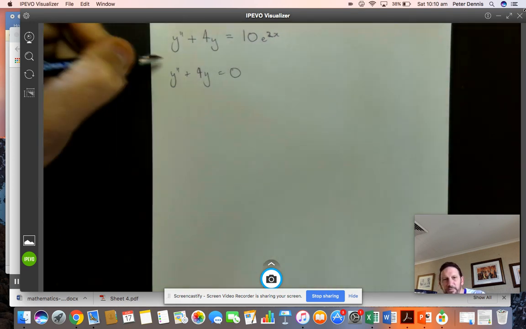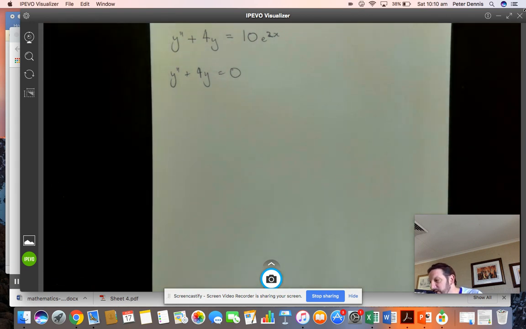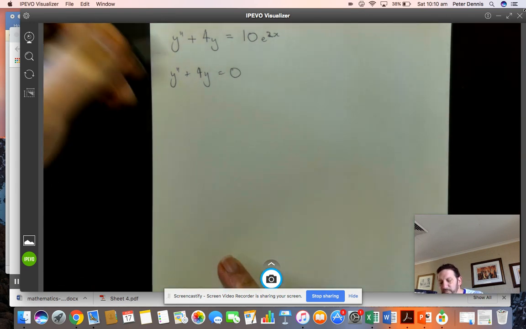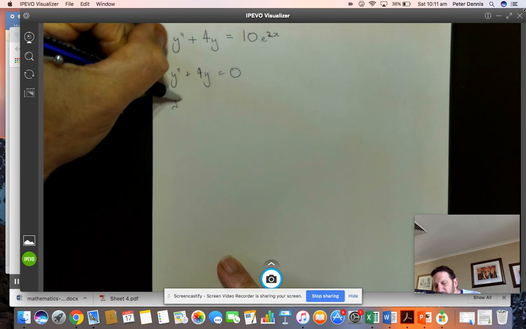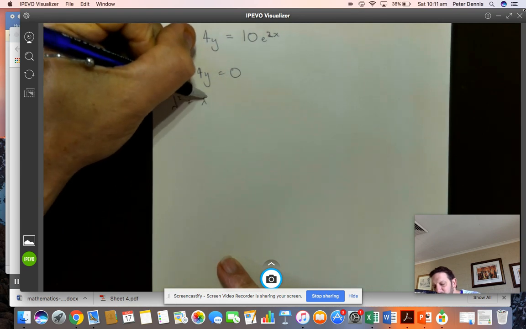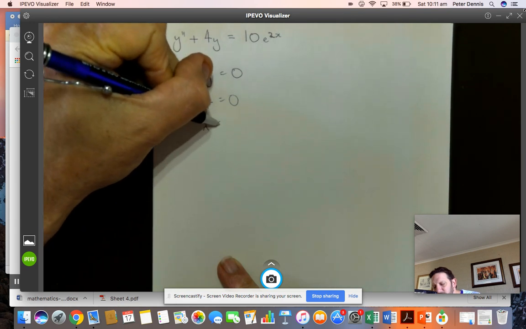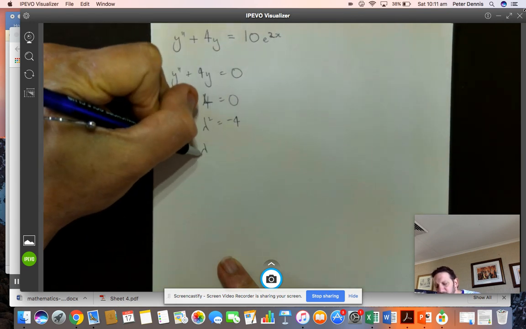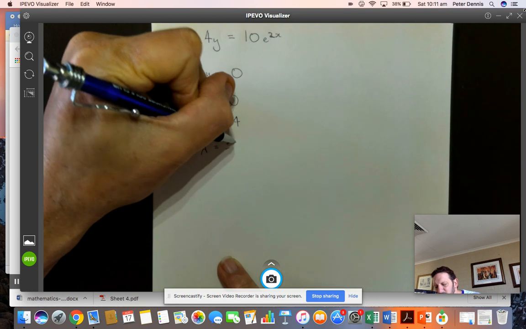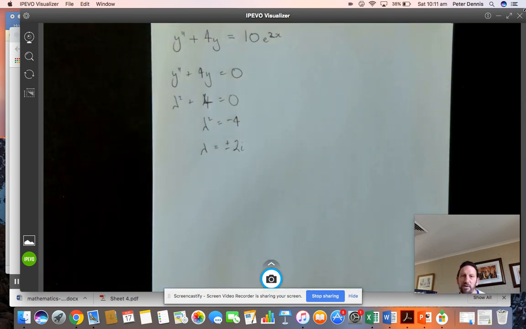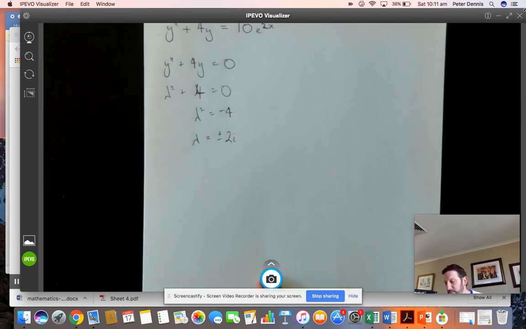And I've kept it fairly simple here just so we can get to the next part as quickly as possible. How would we solve this? λ² + 4 = 0. So λ² = -4. So λ = ±2i. So it's one of those complex numbers.